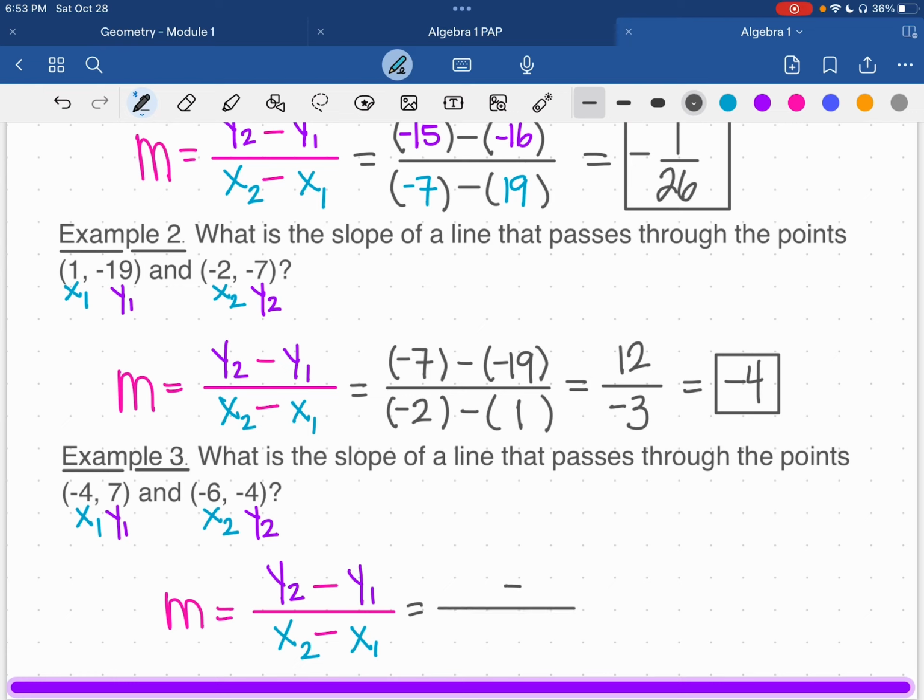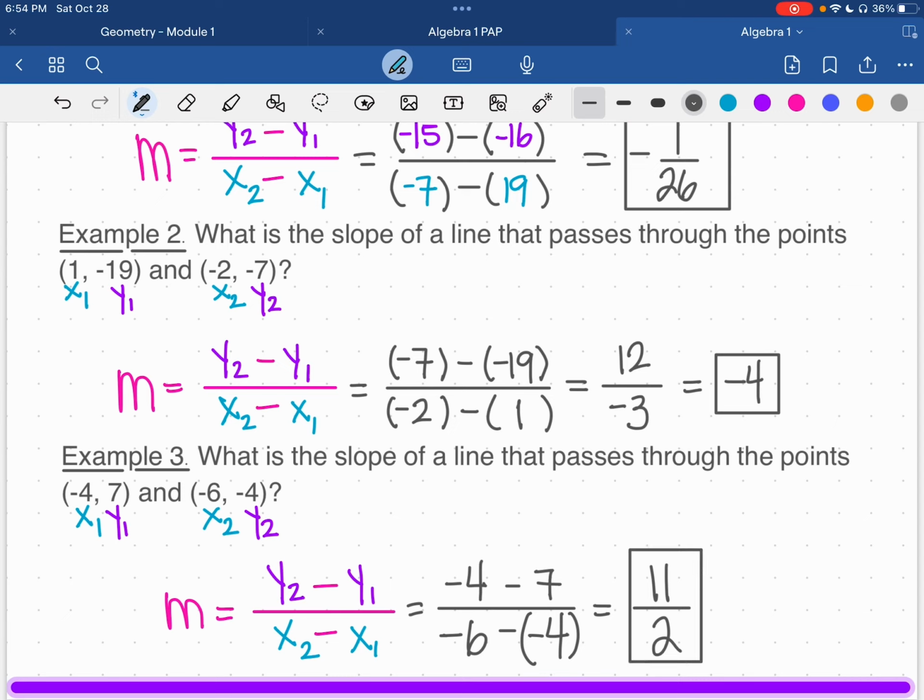All right, I'm going to go ahead and try this one without my parentheses. I'm going to do -4 minus 7 for the y's, and I'm getting them right from the ordered pair. And then in the x's on the bottom, -6 minus -4. Now remember, when I see something like this, a double negative, it does become a positive, but I can choose to let my calculator take care of that for me. I'm going to end up with 11 over +2.